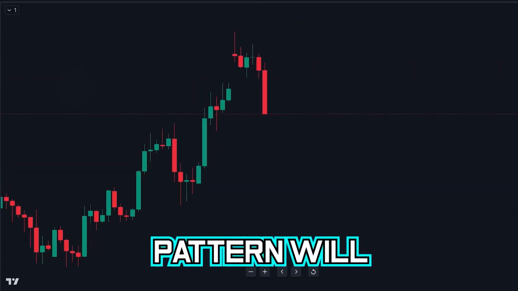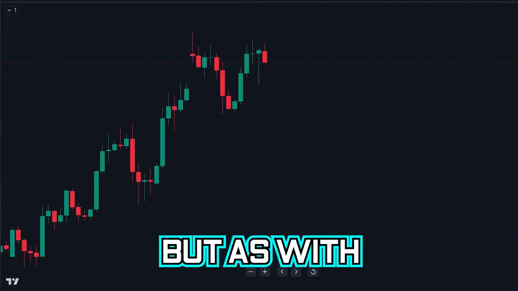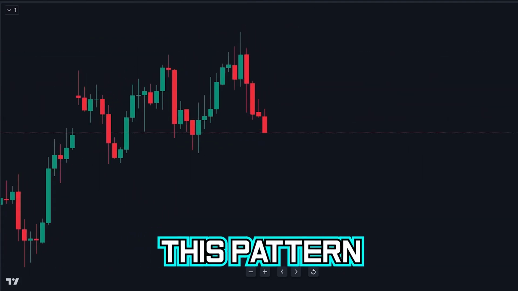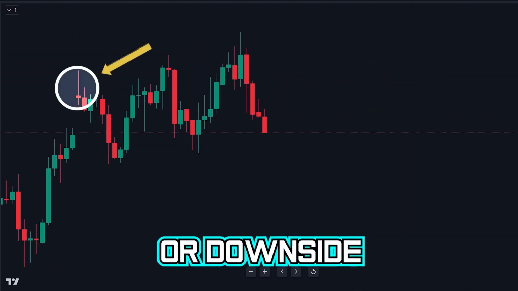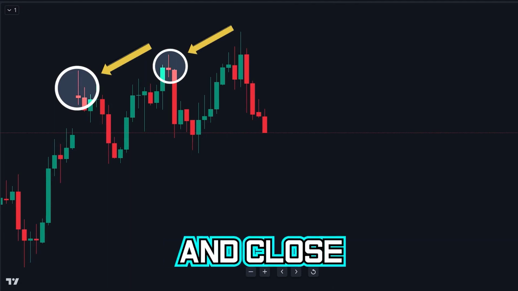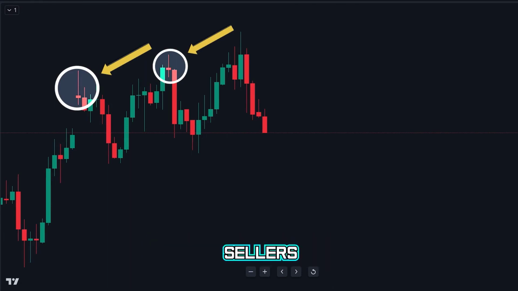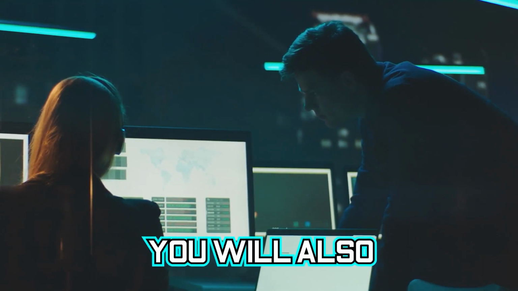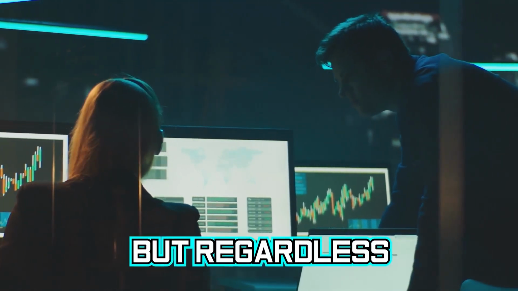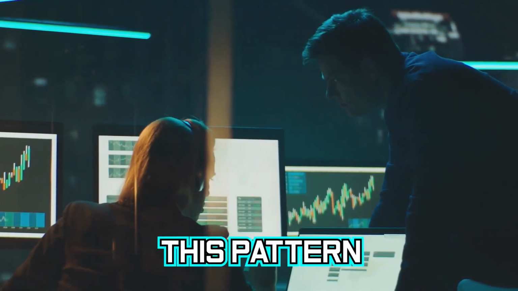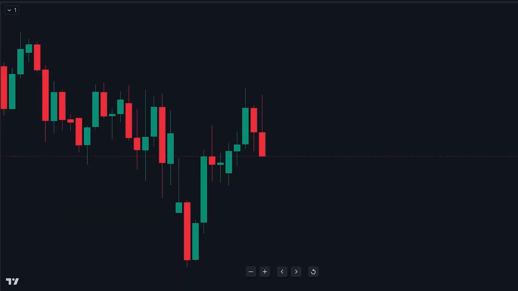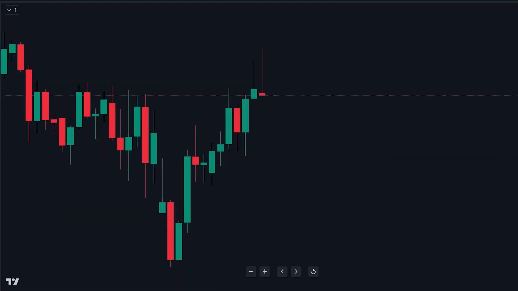Ideally this candle pattern will have long wicks on both sides, but as with all of these candle patterns, the market is rarely ever this ideal, and this pattern can have a long wick to the upside or downside or a short wick, but the defining factor here is that price opens and closes at the same price, showing that buyers and sellers are equal. You will also hear this pattern referred to as a gravestone doji or a double doji, but regardless of the formation you see, this pattern will signify indecision. This pattern can be used in confluence with other patterns to determine reversals.